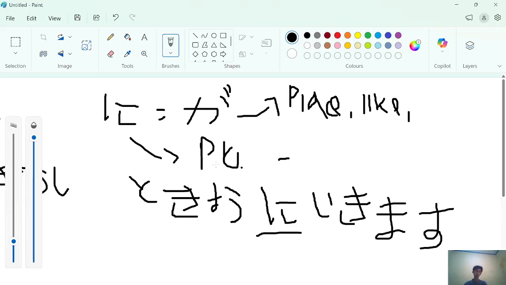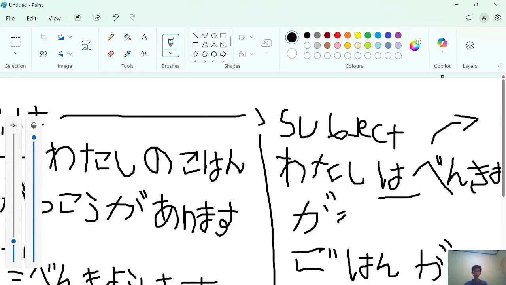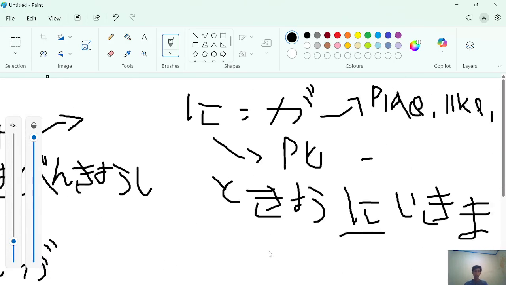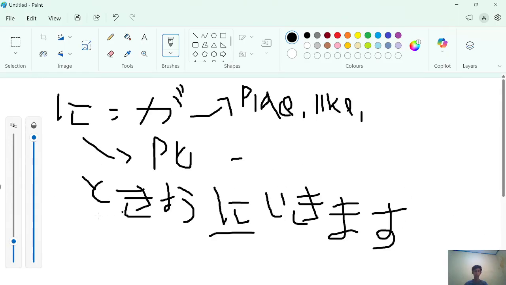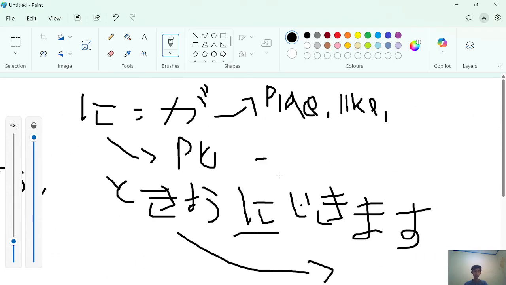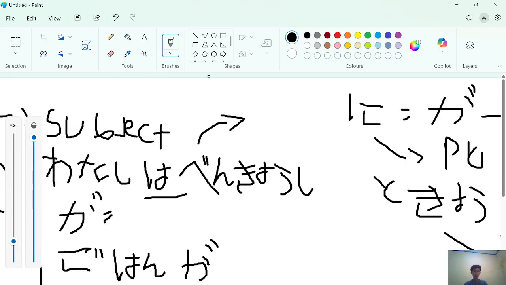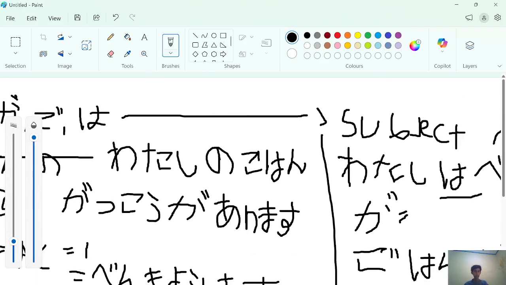So yeah, guys, that's it from my tutorial. We have learned 5 particles in Japanese. So to summarize, ni is used to describe place. Ga is used to describe place, something we like and existence. And the rest.